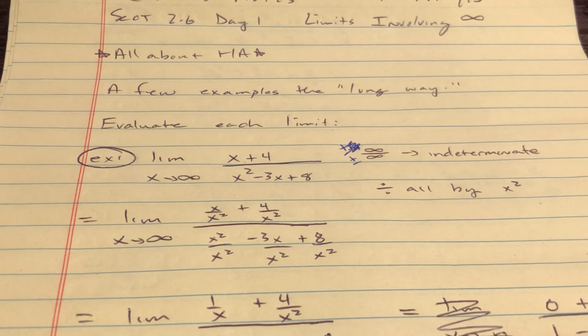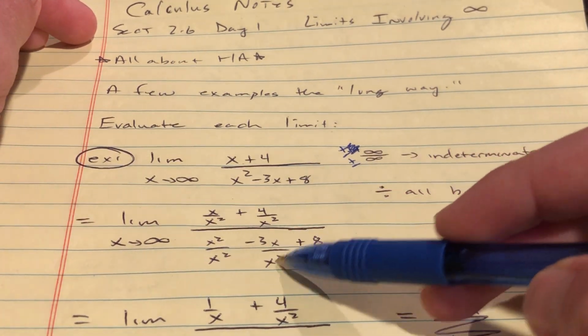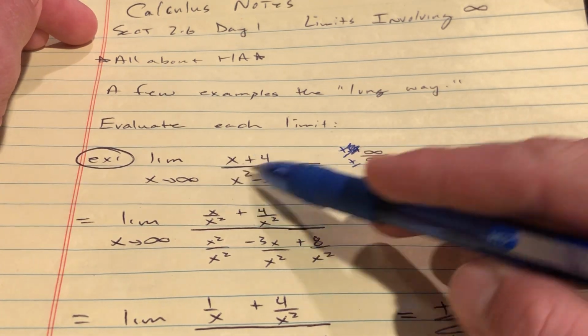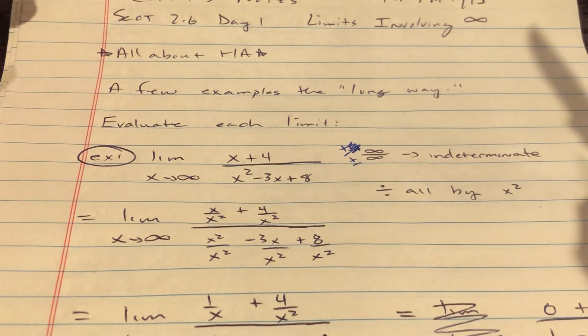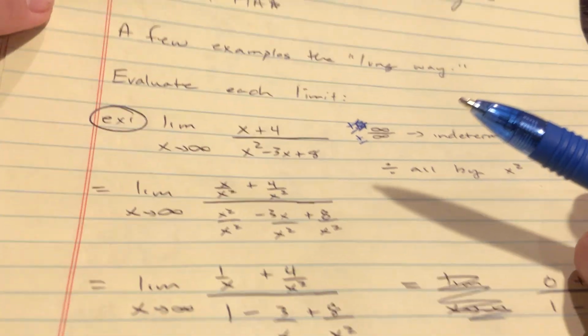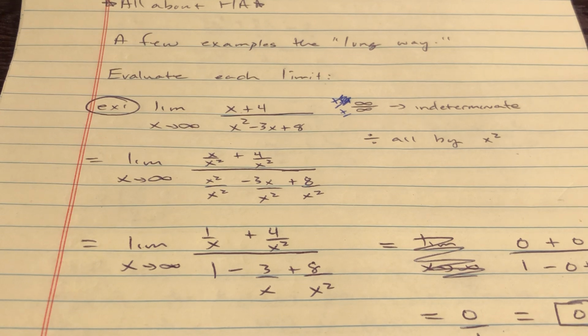So what we're going to do is you always divide. Here's the long way. You're going to divide everything in the numerator and denominator by the highest exponent in the denominator. All right, what is the highest exponent in the denominator? x squared. So every single term is being divided by x squared. The limit as x goes to infinity of 1 over x plus 4 over x squared, over 1 minus 3 over x plus 8 over x squared.